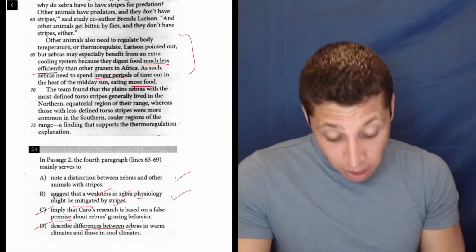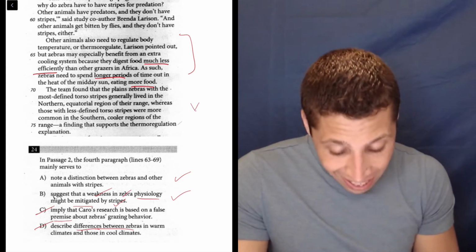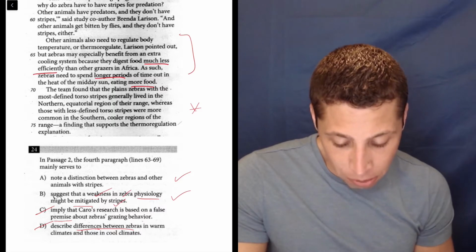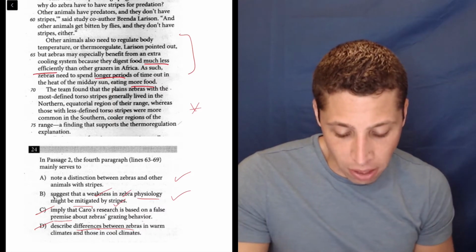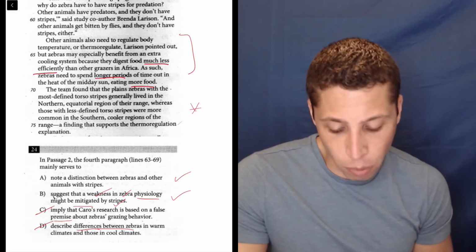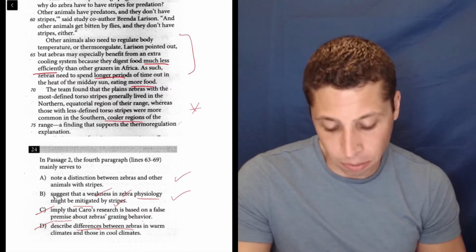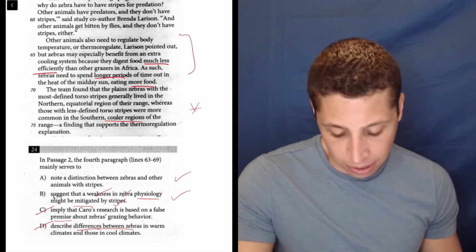Now, if we read on to the next paragraph, it does kind of talk about differences in zebras, right? The team found that the plain zebras with the most defined torso stripes generally lived in the northern equatorial region of their range, whereas those with less defined torso stripes were more common in the southern, cooler regions of the range, a finding that supports the thermoregulation explanation.